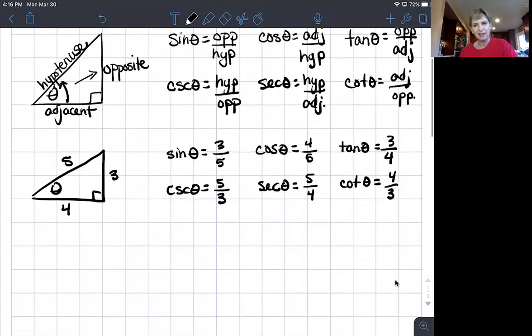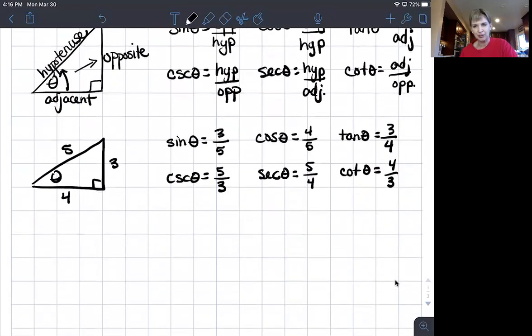Now, we don't always get all 3 sides when we're given a right triangle. Maybe we're only given 2 of them. We need to find all 6 trig functions. Well, to do that, if we're only given 2 of the 3 sides, let's say we have a 3 for the hypotenuse and a 2 over here on this side. But I don't know what that 3rd side is. Let's say again, we're using this angle right here.